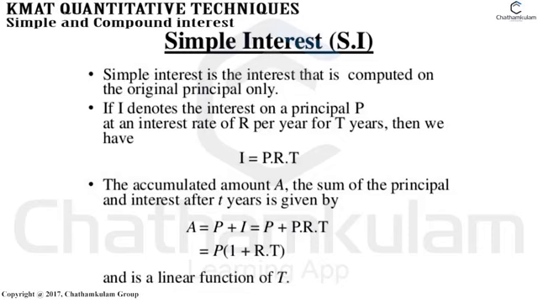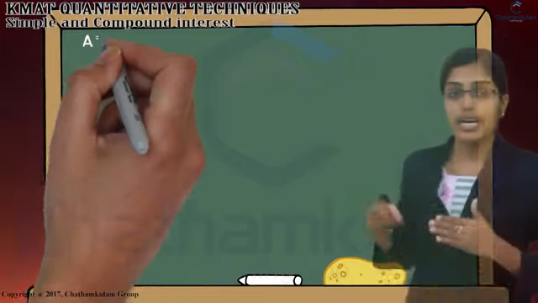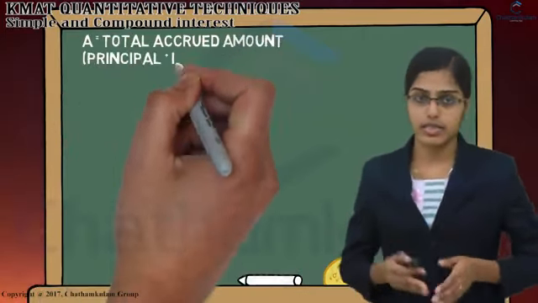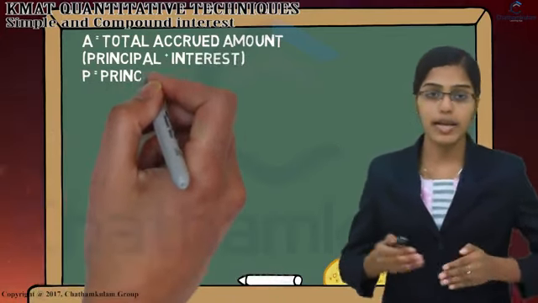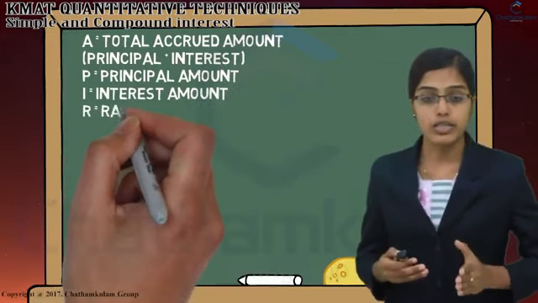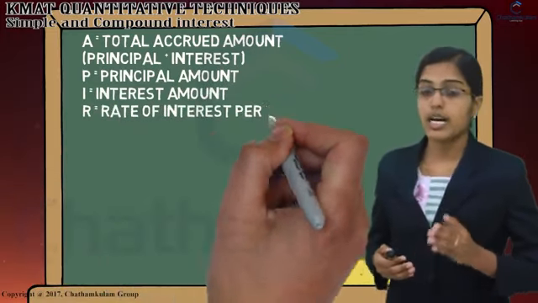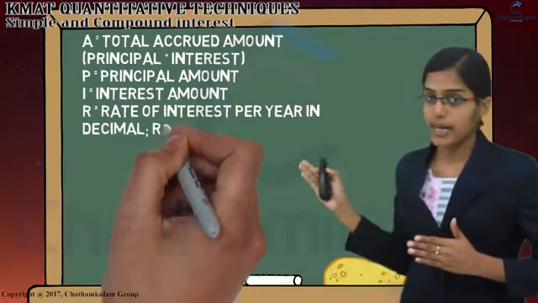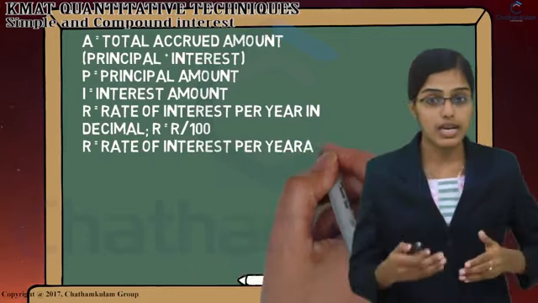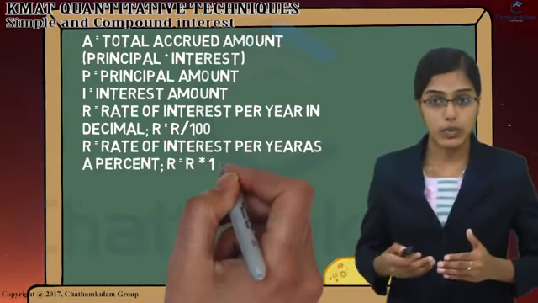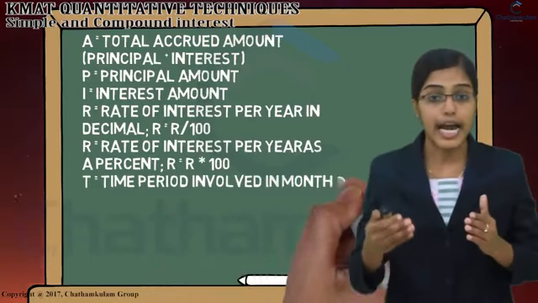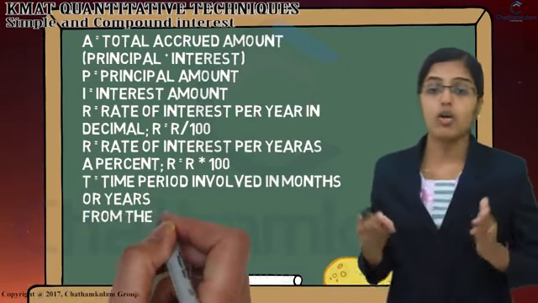And A is a linear function of T. Here, A denotes the total accrued amount, that is principal plus interest. P is the principal amount, I is the interest amount, and r is the rate of interest per year in decimal, that is small r is equal to R by 100. Then R denotes the rate of interest per year as a percent, R is equal to r into 100. T denotes the time period involved in months or years.